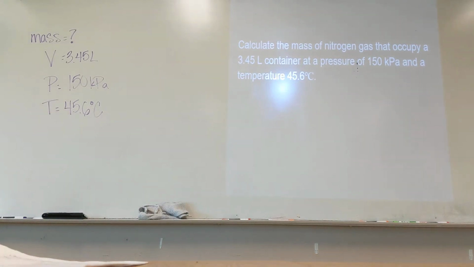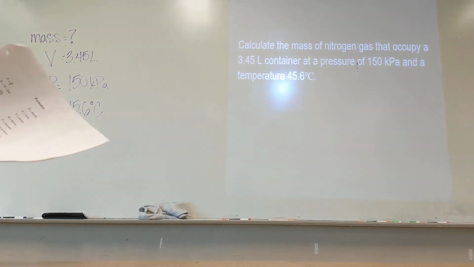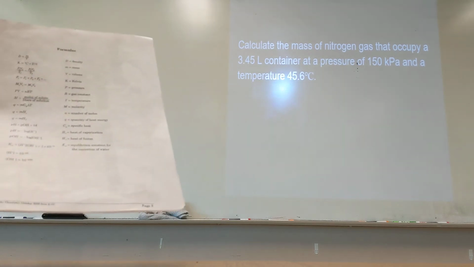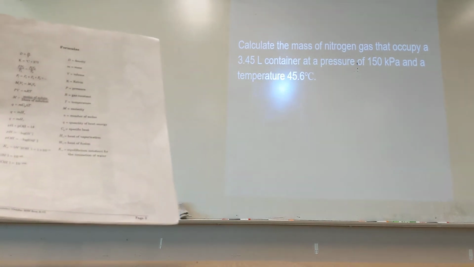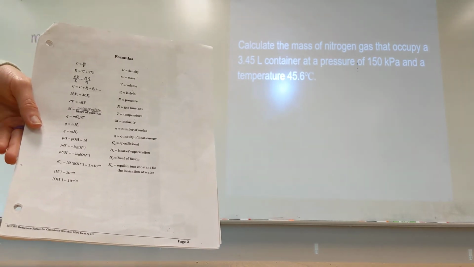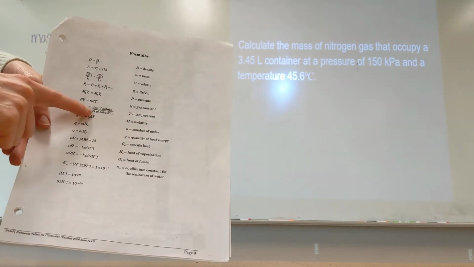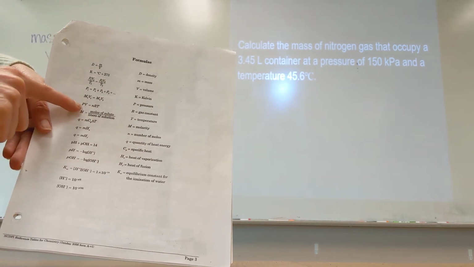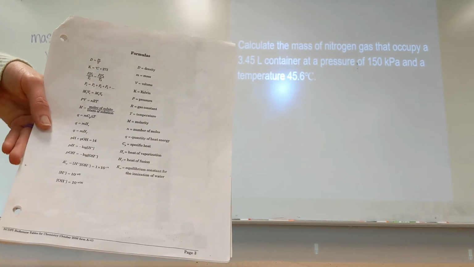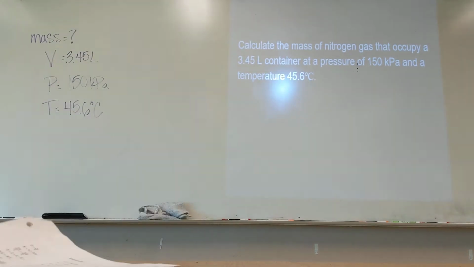Alright, so let's look at our reference packets. On page 3, you might notice that there are no equations that involve mass, volume, pressure, and temperature. The closest that we have is, again, PV equals nRT. Because we can look up R, so then we'll have pressure, volume, the R value, and temperature. We would be able to solve for n, which is the number of moles.